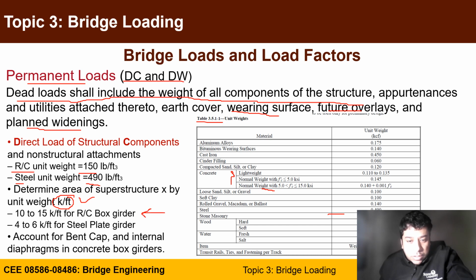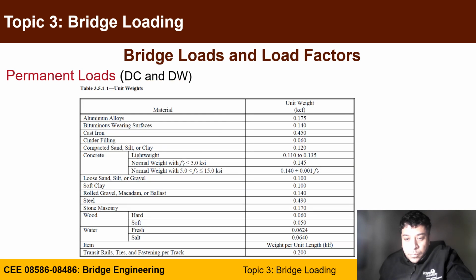General ranges for box girders and concrete girders are 10 to 15 kip per foot, or 4 to 6 kip per foot for a steel plate girder. This is the table that you need to go to, Table 3.5.1-1. For different materials, you can get their unit weight. So it's in Chapter 3.